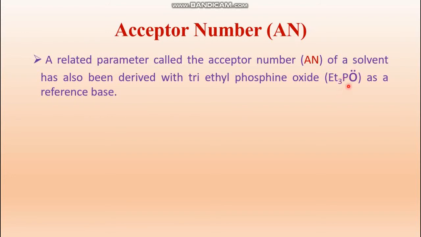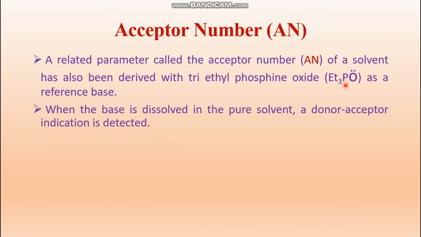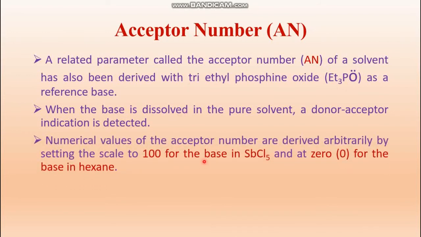So this is the reference base, and it is dissolved in the corresponding solvents. Similarly, the donor-acceptor interaction takes place, and from that the delta H value is determined, which is also expressed in kilocalorie per mole, and that is the acceptor number. Numerical values of the acceptor number are derived arbitrarily by setting the scale to 100 for the base in SbCl5 and 0 for the base in hexane.